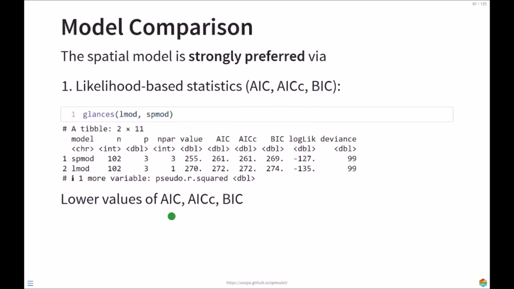So the first model comparison tool that we'll use are likelihood-based statistics: AIC, AICc, and BIC. These statistics balance model fit with model parsimony. Generally, lower is better. And so the spatial model here has lower values of the AIC, the AICc, and the BIC than the non-spatial model. So this is one line of evidence that the spatial model is fitting better.